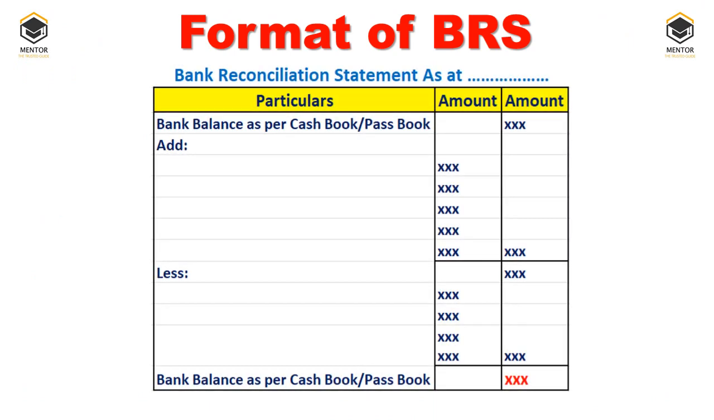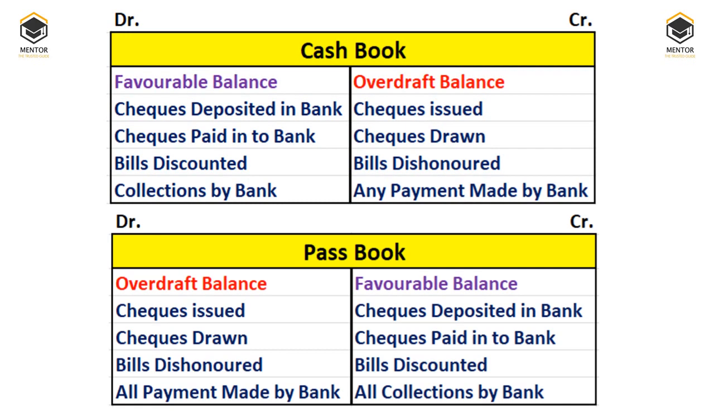Format. This is the very basic slide. Already I have furnished it in the earlier videos also. This is the format of preparation of bank reconciliation statement. For better understanding's sake, again I kept it. And this is very important: cash book and passbook. Cash book debit balance is favorable. Cash book credit balance is overdraft. Whereas passbook debit is overdraft, credit is favorable balance.